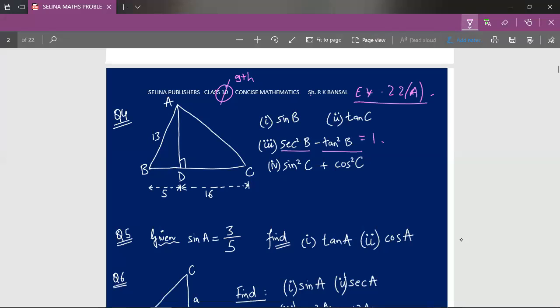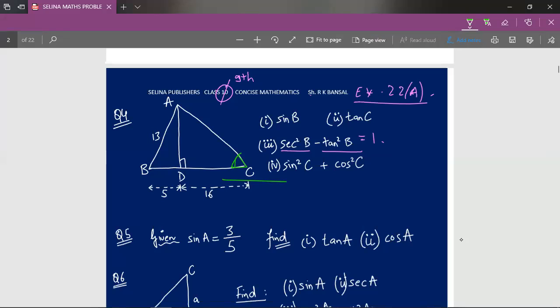Okay, so we move on to the final part. Sine square C plus cos square C. Whatever alphabets are mentioned in this question, they are with respect to angle C. That means C should be to the ground, with respect to the ground, not in the air like A here. With respect to angle C, tell us sine C.